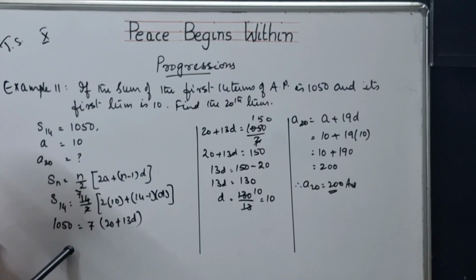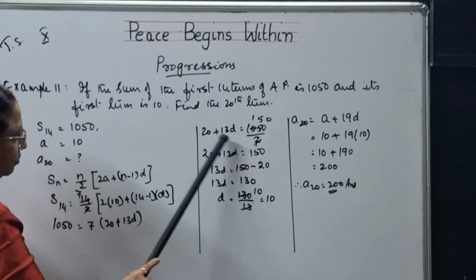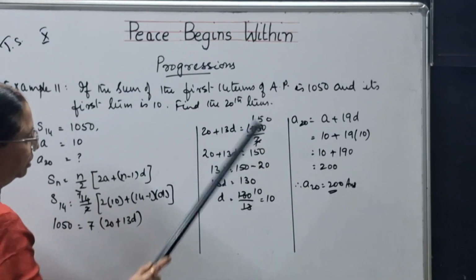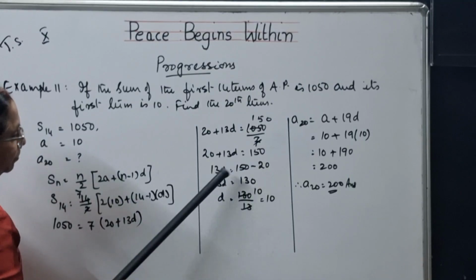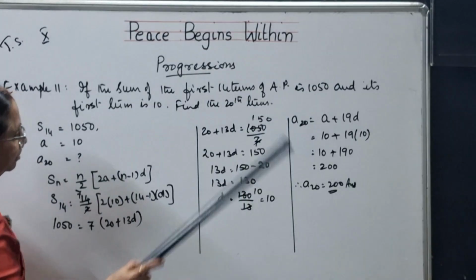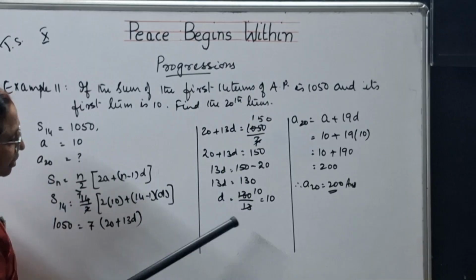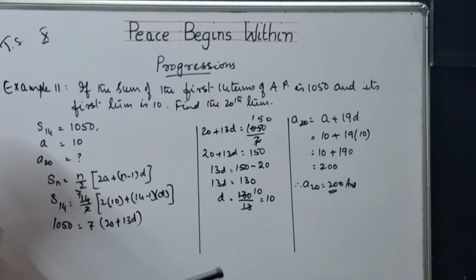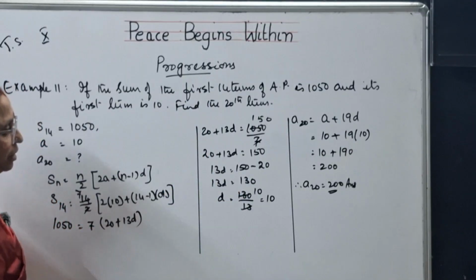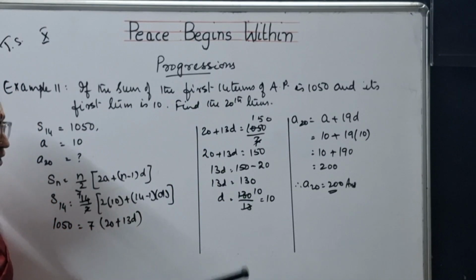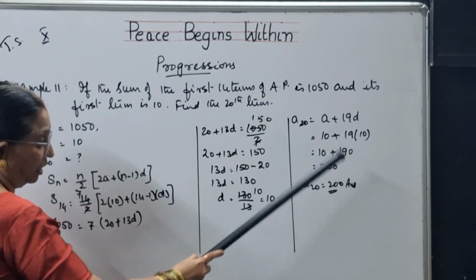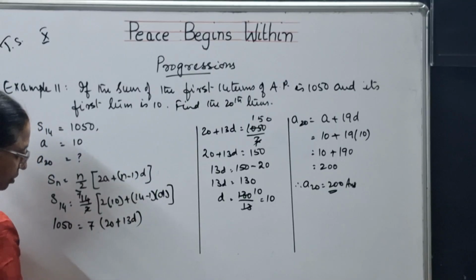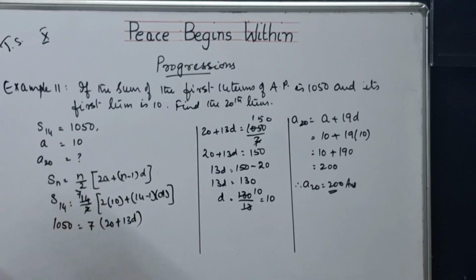Now I have sent this 7 here, so division. 20 plus 13d is 1050 by 7, that is 150 I got. So 20 plus 13d is 150. 13d is 150 minus 20, that is 13d is 130. d is 10, I got. Now the problem is a20. a20 means a plus 19d. So a plus 19 into 10, that is 10 plus 190, that is 200. 200 is the answer for this problem, children. Please note it down.